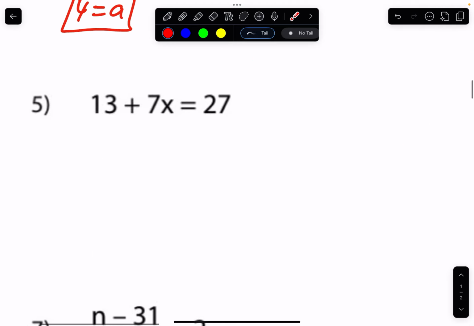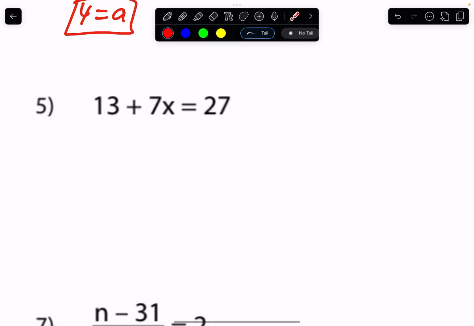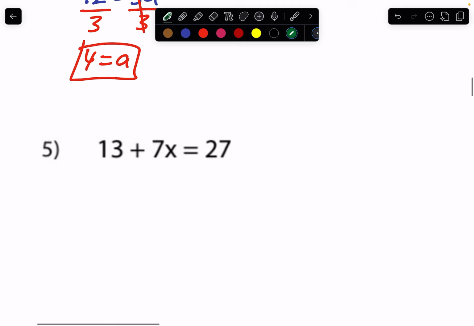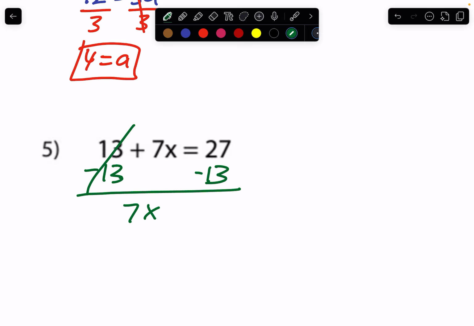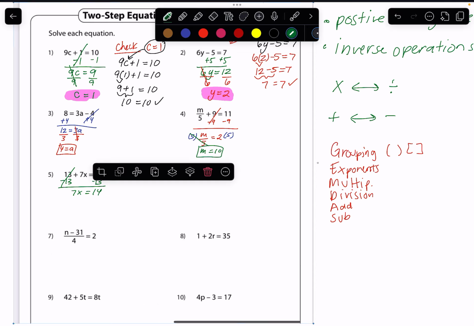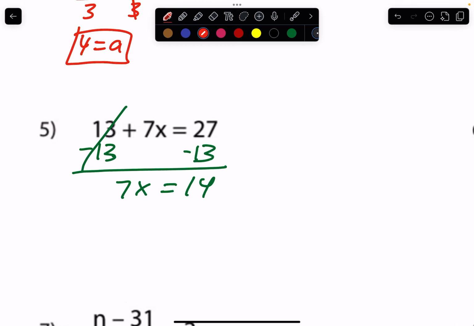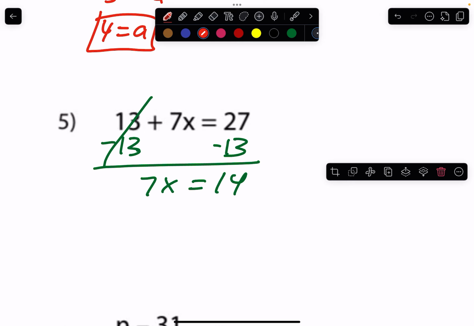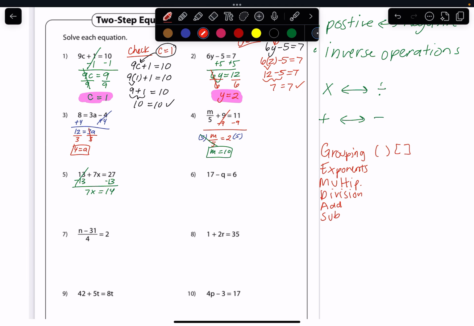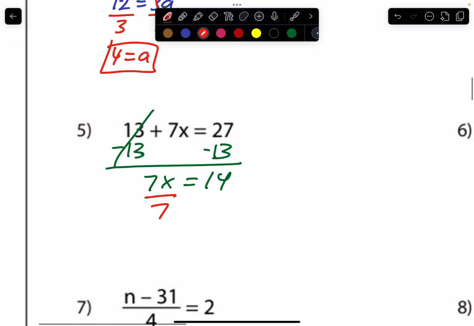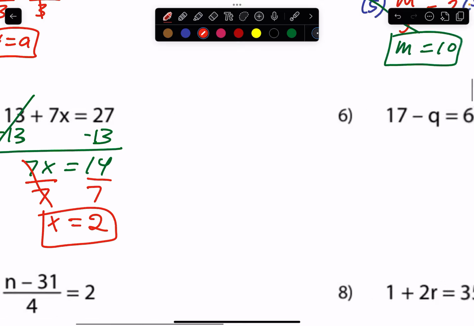Okay, number 5. I have 13 plus 7x equals 27. So again, I want to think of this as its own term. I want to get everything away from it, so I'm going to subtract 13 from both sides. When I do, I get 7x is equal to 14. So 7 times some number is going to give me 14. Well, the inverse of multiplication is going to be to divide by 7 on both sides. I get x is equal to 2. And again, I could check that.